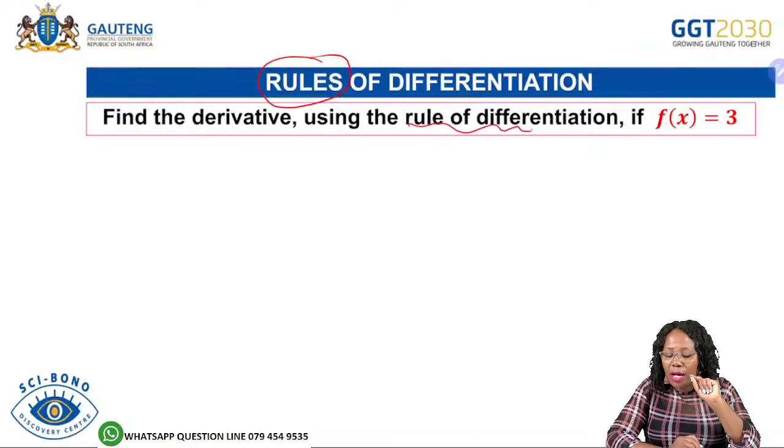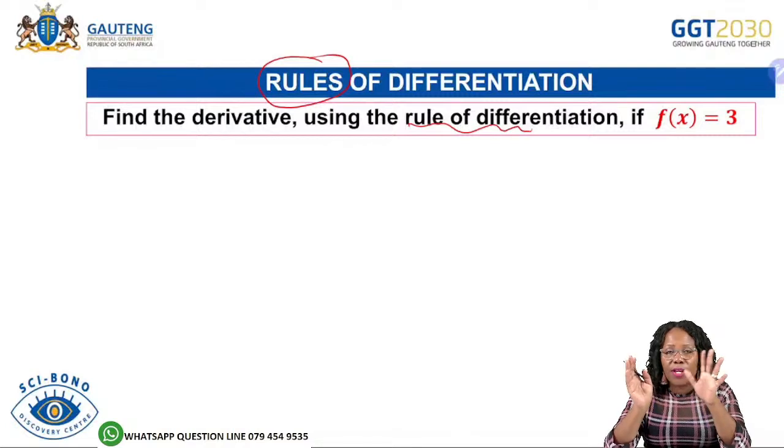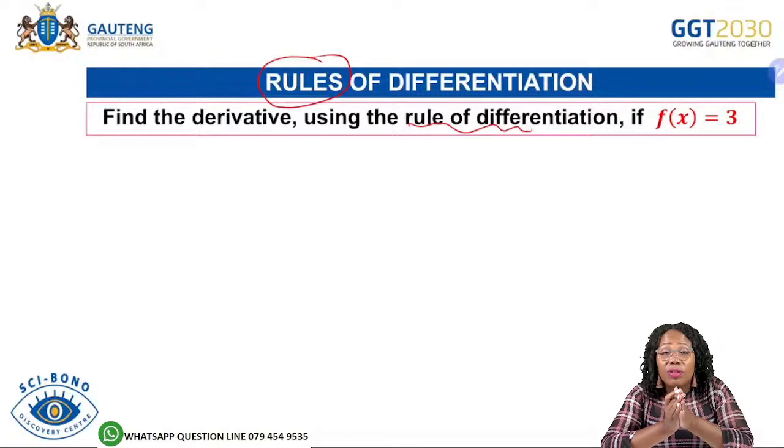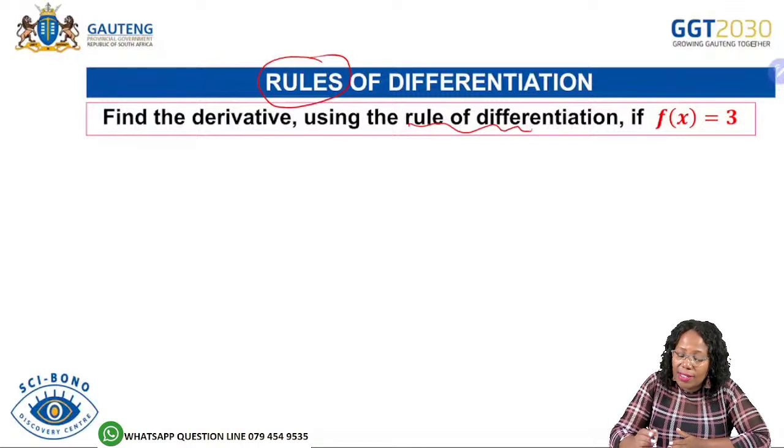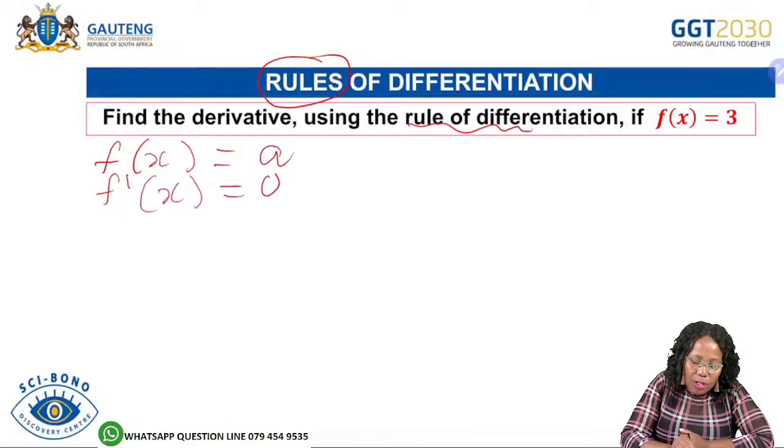If your f of x is equal to 3, before you can do anything, you check: do I have brackets? Do I have fractions? Do I have a root sign in my problem? No, I don't have any of that. If that is the case, therefore, you can apply the rule. This one is the application of the rule that says f of x equal to a constant means the derivative of that constant will be 0.